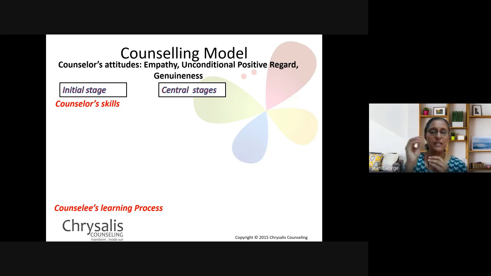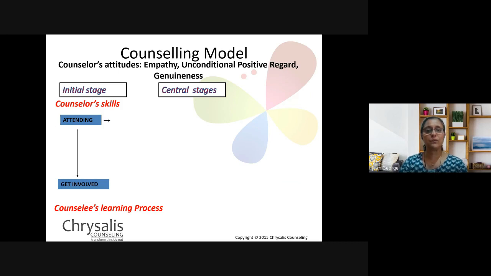So first and foremost, it shows the relationship between the attitudes and skills of the counselor and the learning process of the counselee. Here, the attitudes, as we had spoken about, which are adopted, are empathy, unconditional positive regard, and genuineness. Okay. Now, to understand this, what does this show you? During the initial stage, the attending skills of the counselor affect the involvement of the counselee in the process.